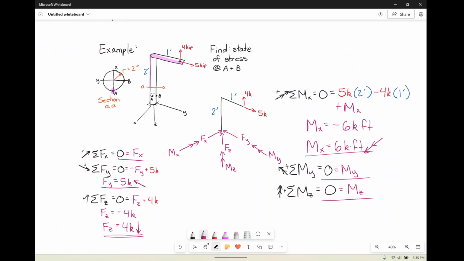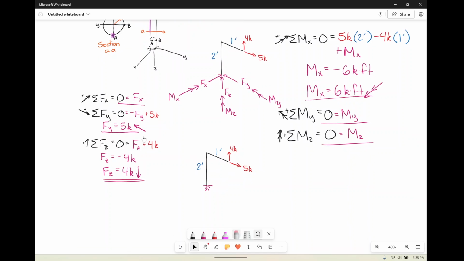So we actually have no x force, but we have a y force, we have a z force, and we have a moment in the x. So how about we copy this guy here, and we will just redraw down here what forces we had.